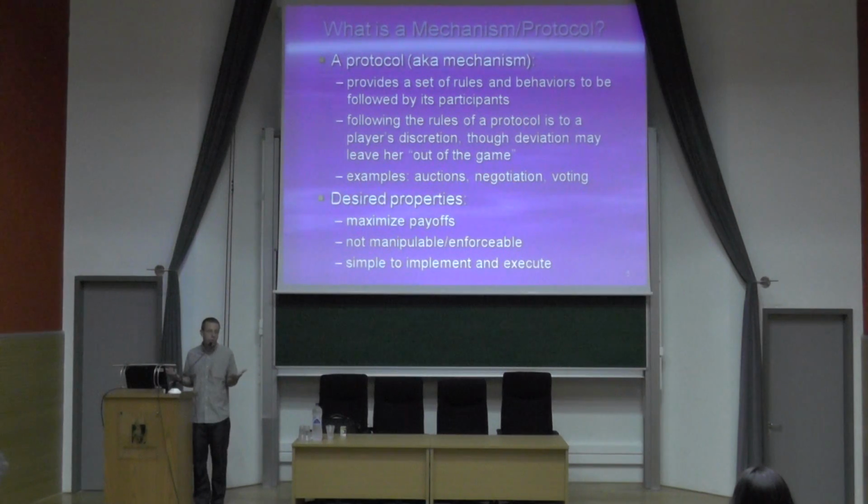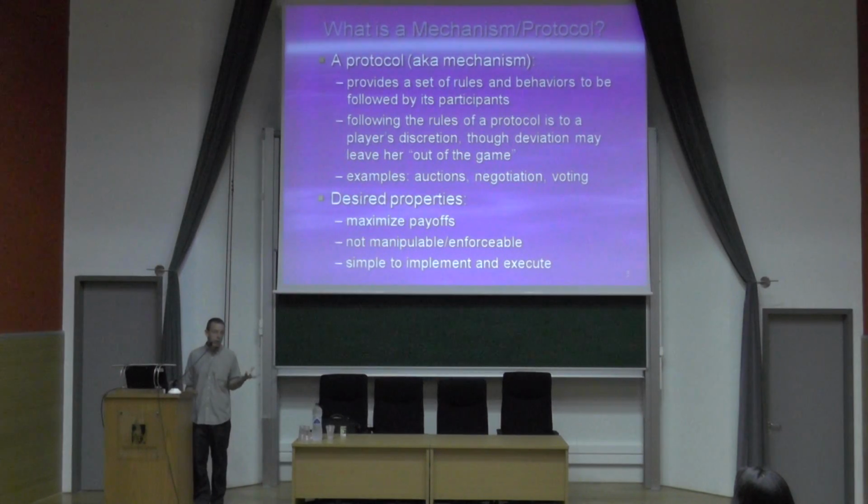For example, an auction is a protocol. It tells you exactly what you are allowed to do. An English auction tells you what bids are possible. So for example, if the current bid at the auction is 100, you cannot now bid 80 because it's lower than 100. You must bid more than 100. So this is the rule of the game. This is a rule of the protocol.